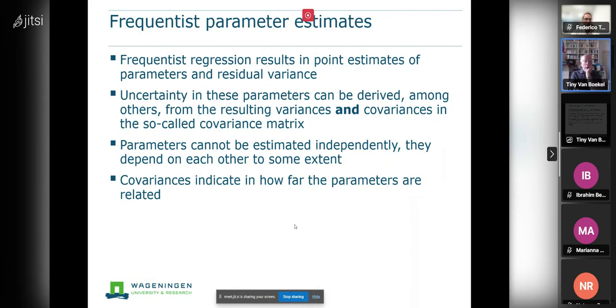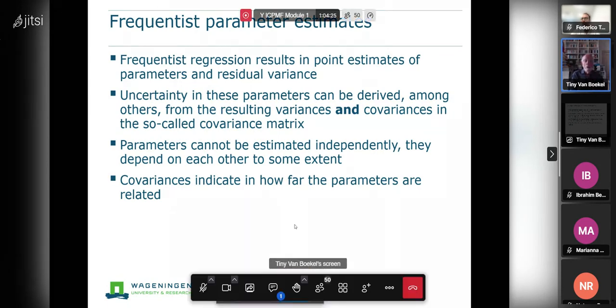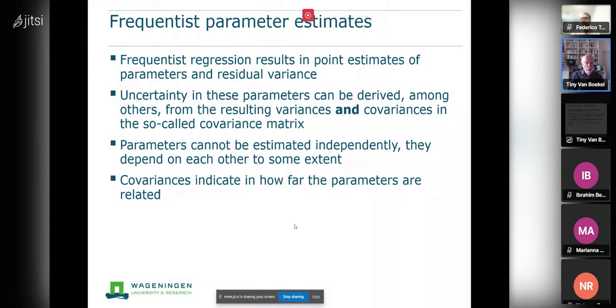And here is something maybe logical, but also frequently neglected. You cannot estimate parameters independently. If you have more parameters, for instance a slope and an intercept, they come from the same data, so they must be correlated one way or another. But the question is, how much are they correlated? That can be found by studying the covariances. Also this is frequently neglected, but it should be done.